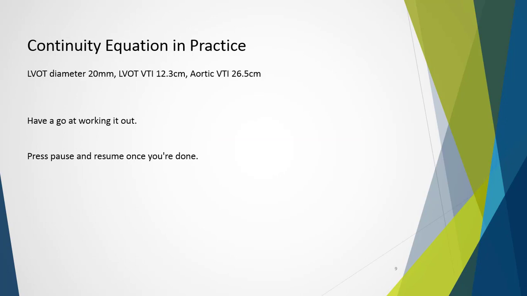Putting the continuity equation into practice, we take down the measurements. So we have our left ventricular outflow diameter at 20 millimeters, the velocity time integral of 12.3 centimeters, and an aortic velocity time integral of 26.5. Have a go at working it out yourself. Press pause now and resume once you're done.